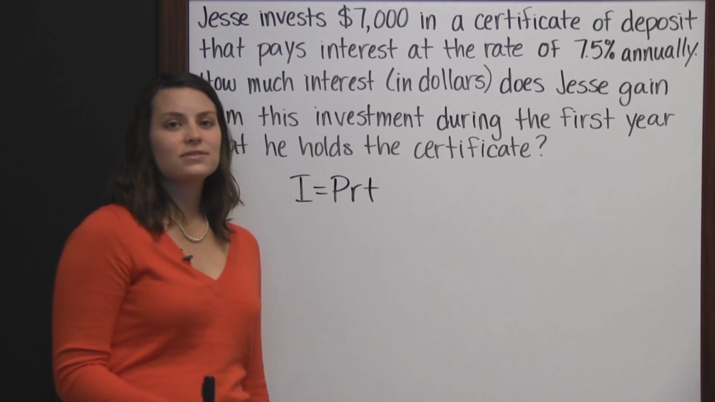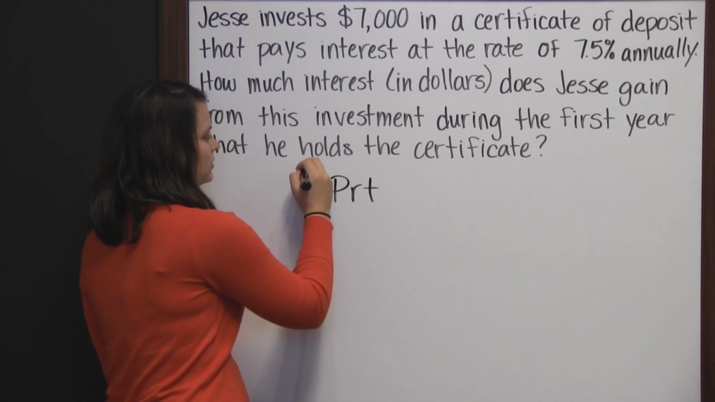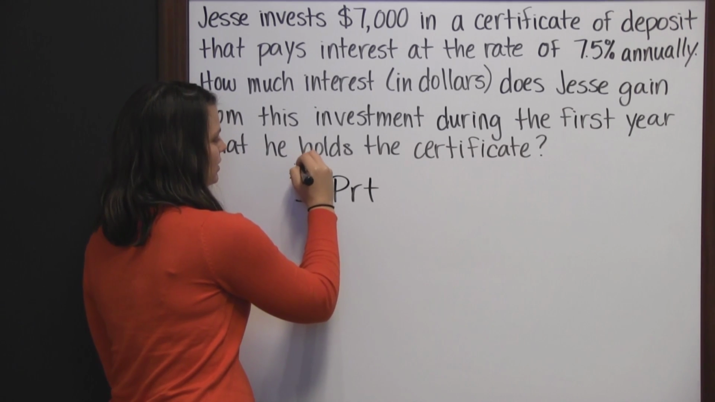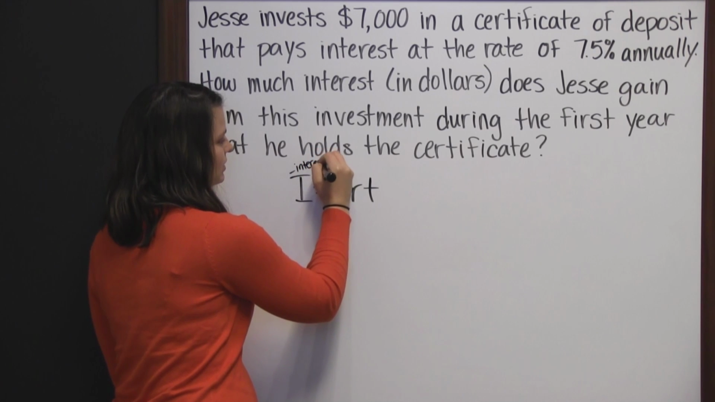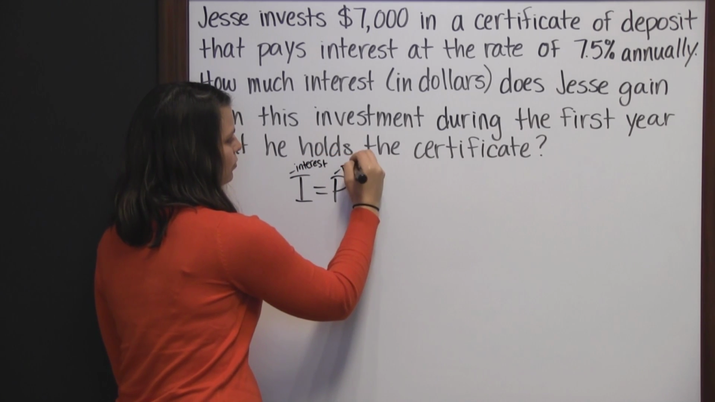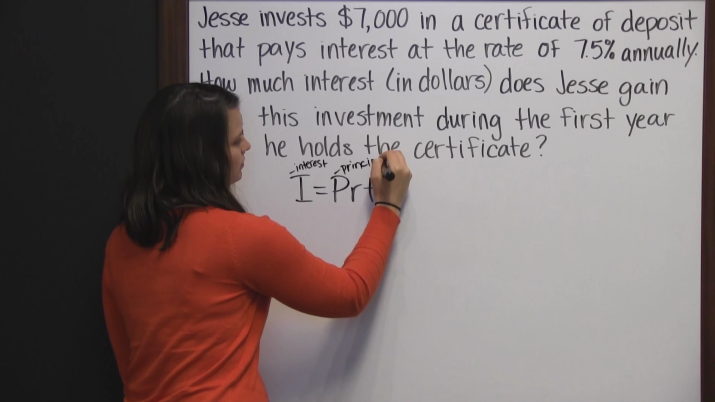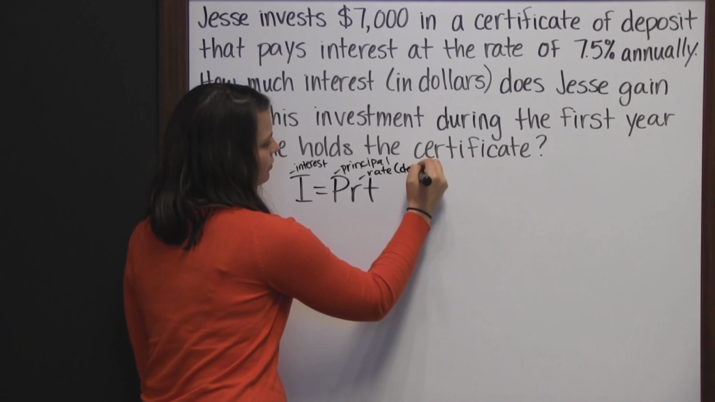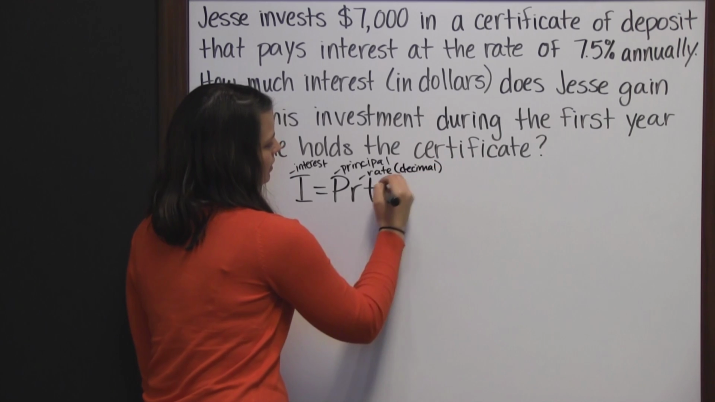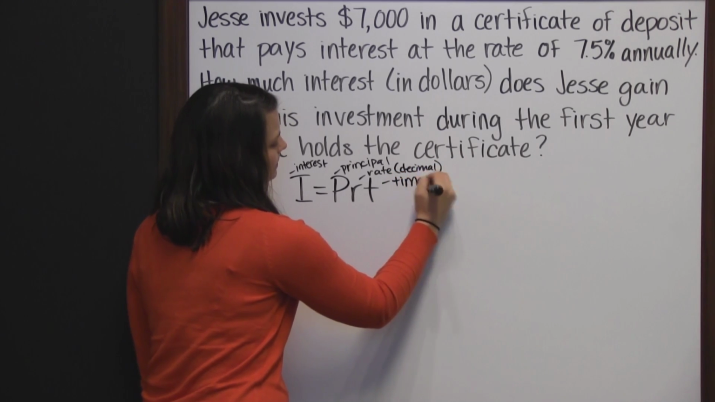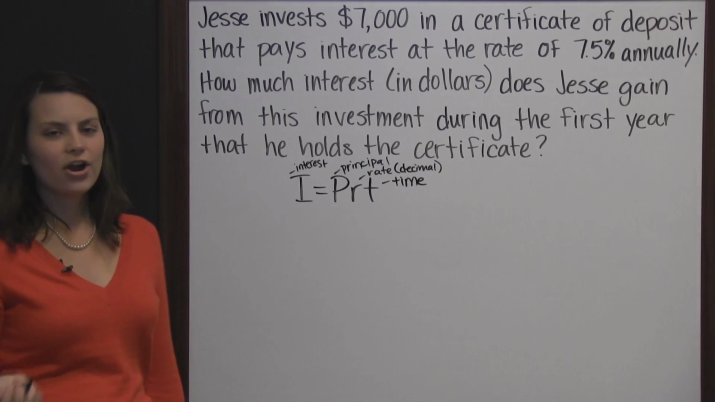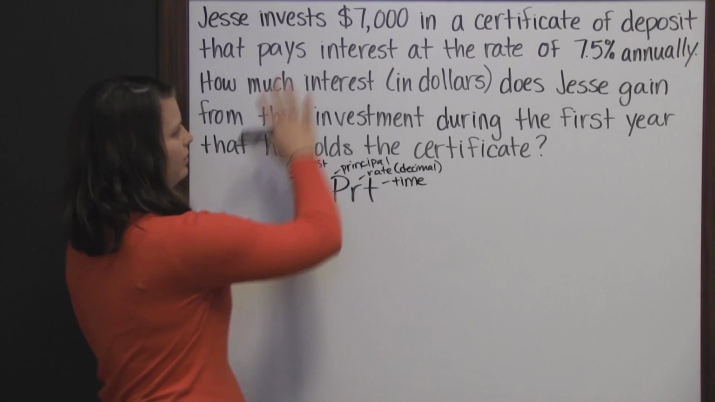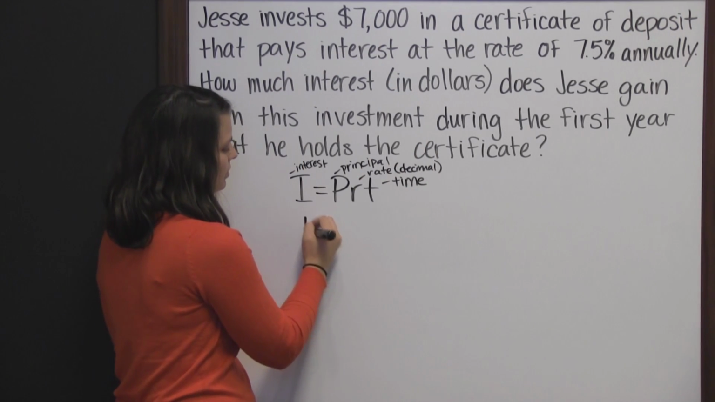And then T stands for time. So you may want to make a note of that. This I is the interest. P is the principal. R is the rate as a decimal. And the T is the time. So we're going to take our information from our problem and plug it in.